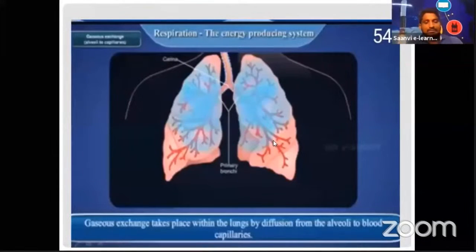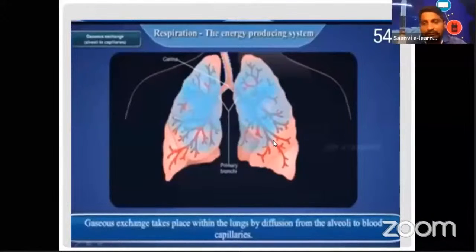See here, we are in the topic of gas exchange. Gas exchange takes place within the lungs by diffusion from the alveoli to blood capillaries. So as we know, gas exchange takes place at the lungs level, within the lungs by the diffusion process.